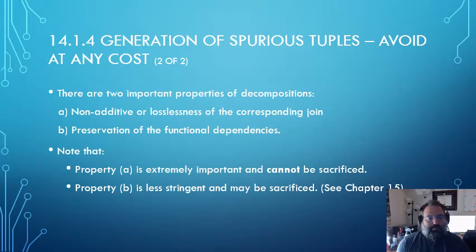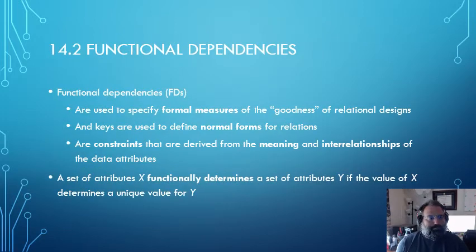There are two important properties of decompositions. One is the non-additive or lossless property of the corresponding join. The second is preservation of the functional dependencies. Note that property A is extremely important and cannot be sacrificed. Note that property B is less stringent and may be sacrificed. This is discussed in chapter 15.